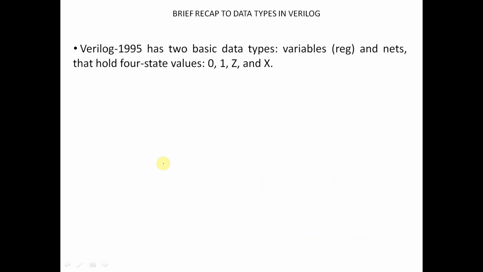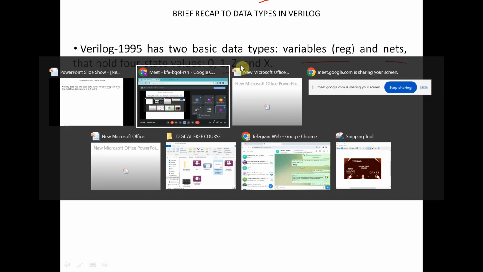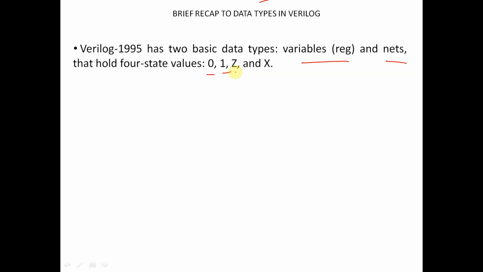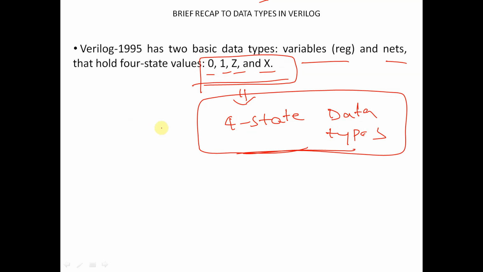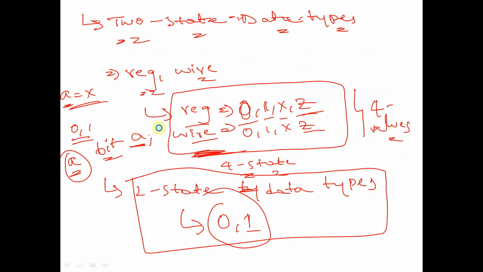So Verilog has two basic data types, reg and nets, that can hold four values: 0, 1, x, z. So this is called a four state data type. Regs and wires are called four state data types. This is a very important question, and the first question which is asked in many interviews: what is the difference between a four state data type and two state data type. So you can answer accordingly.